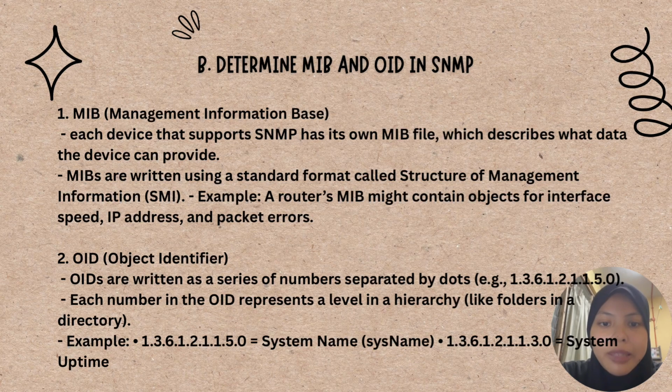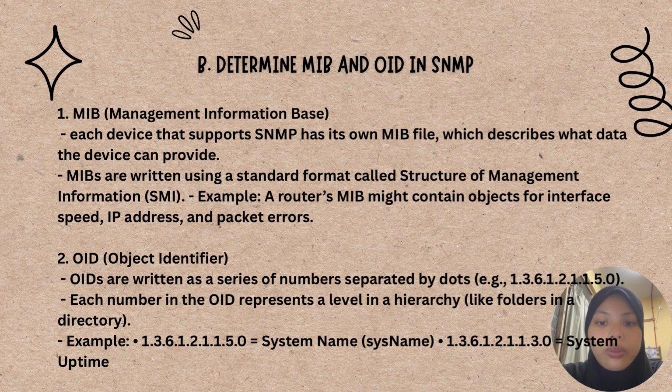Next, determine MIB and OID in SNMP. First, MIB, which is Management Information Base. Each device that supports SNMP has its own MIB file, which describes what data the device can provide. MIBs are written using a standard format called Structure of Management Information (SMI). For example, a router's MIB might contain objects for interface speed, IP address, and packet errors.